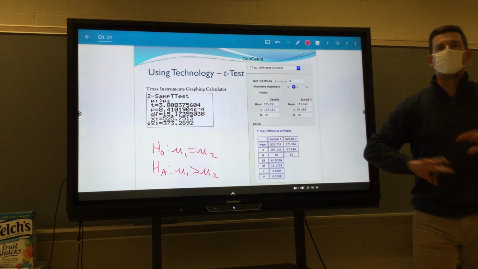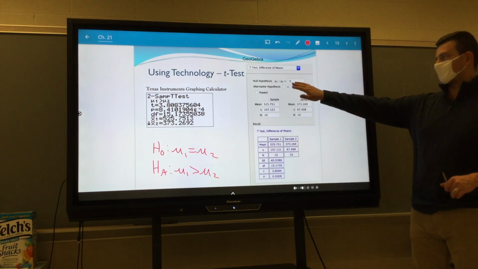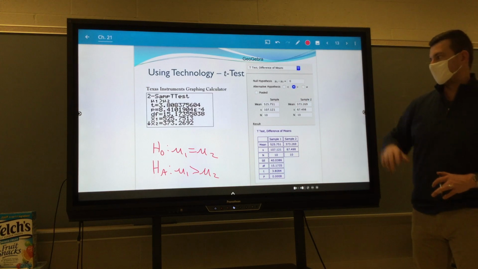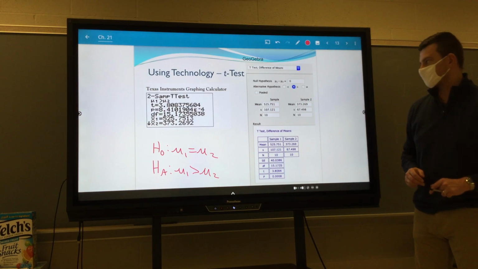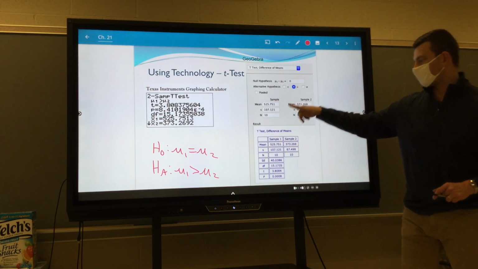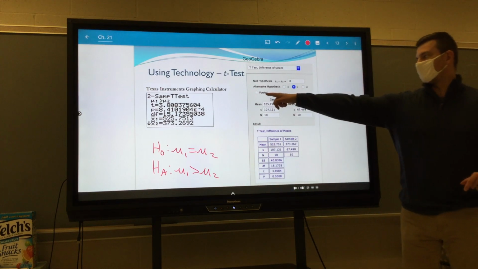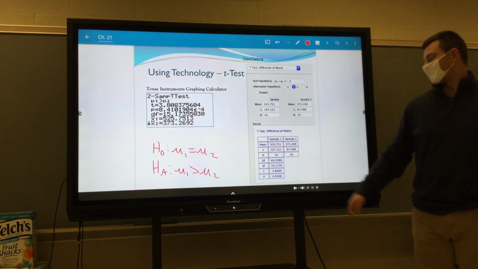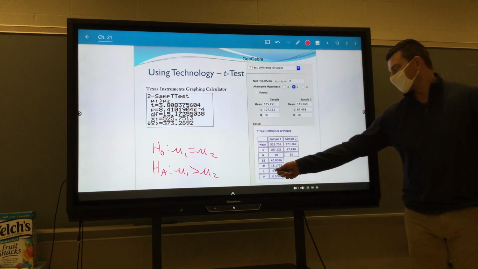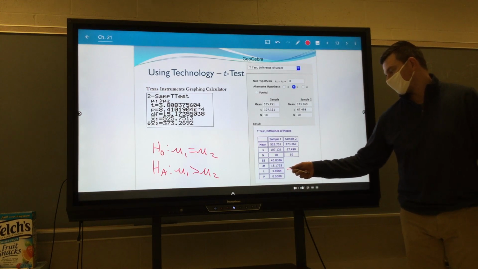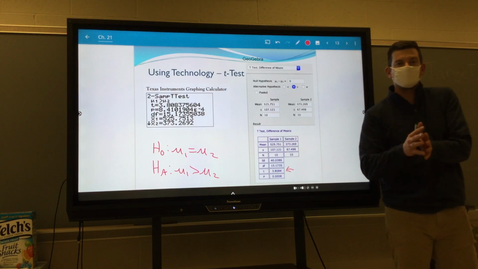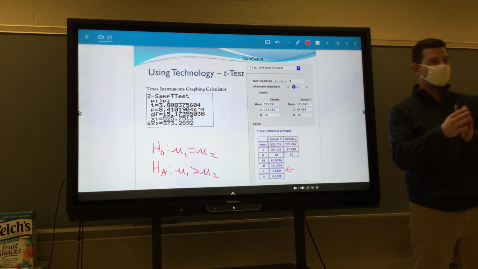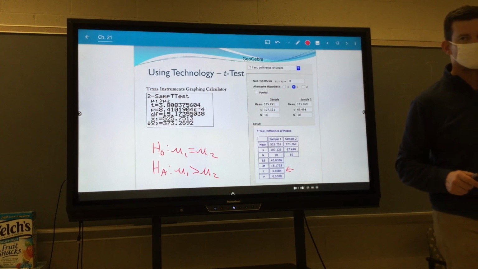I will say for most, if not all of our tests, we're just going to leave that as 0 for our null hypothesis for a difference test. Our alternative hypothesis was greater than. Never check that pooled box. Same numbers we had before. We go through, we get our t statistic. We are 3.8 standard deviations or standard errors away from the center of this t distribution.